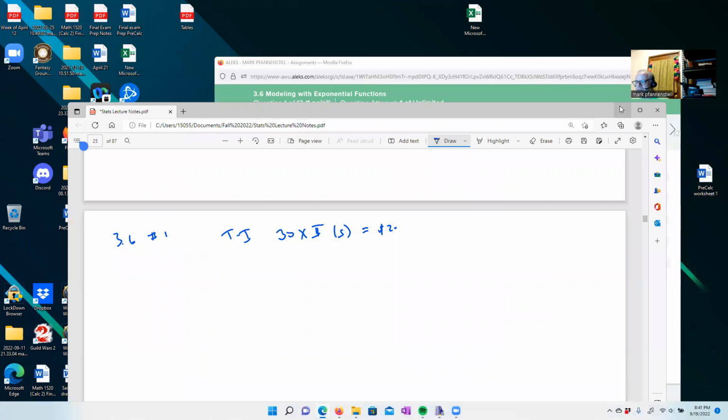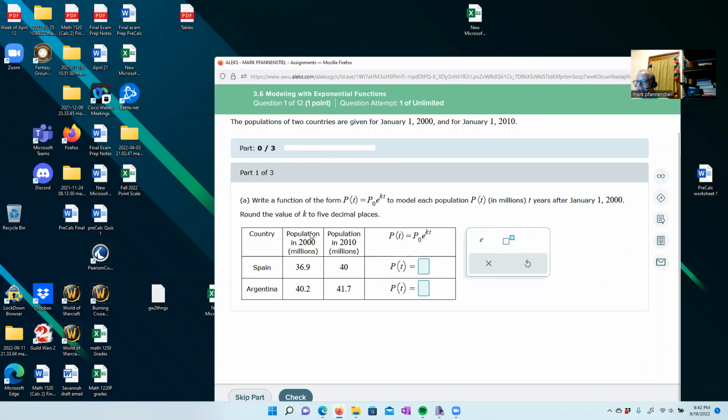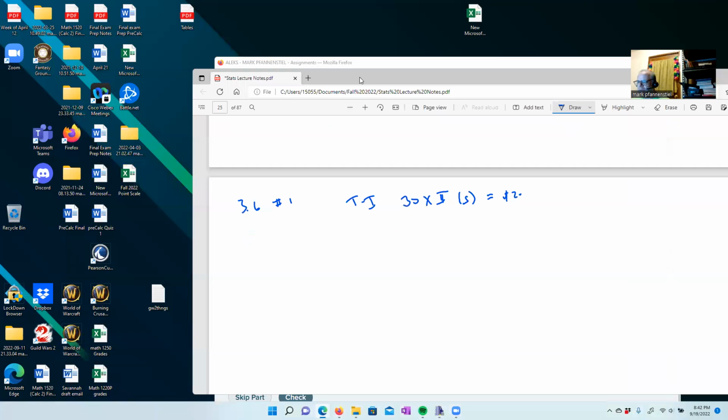So I'm just going to start taking us through this and we'll see where we go. So what do we have here? We have populations of 2 countries for January 1st, 2000, and January 1st, 2010, so 10 years apart. And they're saying, hey, by the way, we'd like you to use this model. So the model that we're going to use is P equals P sub 0, e to the kt. e is a special number.